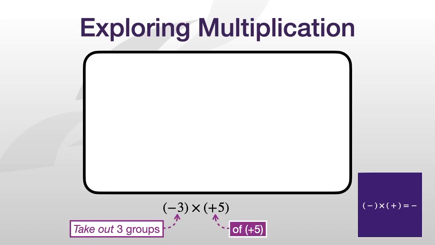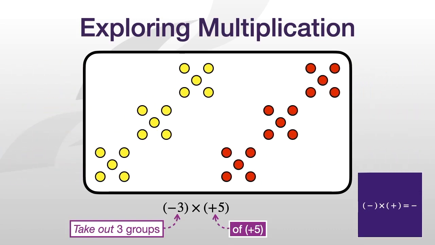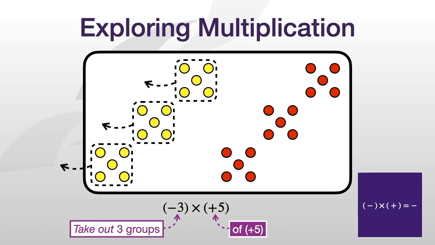This presents a challenge. There are no yellow counters to take out. How do we take out what isn't there? Recall that adding one yellow counter and one red counter, together a zero pair, does not change the value of what's inside the bank. This process can be repeated until there are enough yellow counters to remove. Removing 3 groups of 5 yellow counters leaves 15 red counters, or negative 15. This shows that the product of a negative integer and a positive integer is negative.